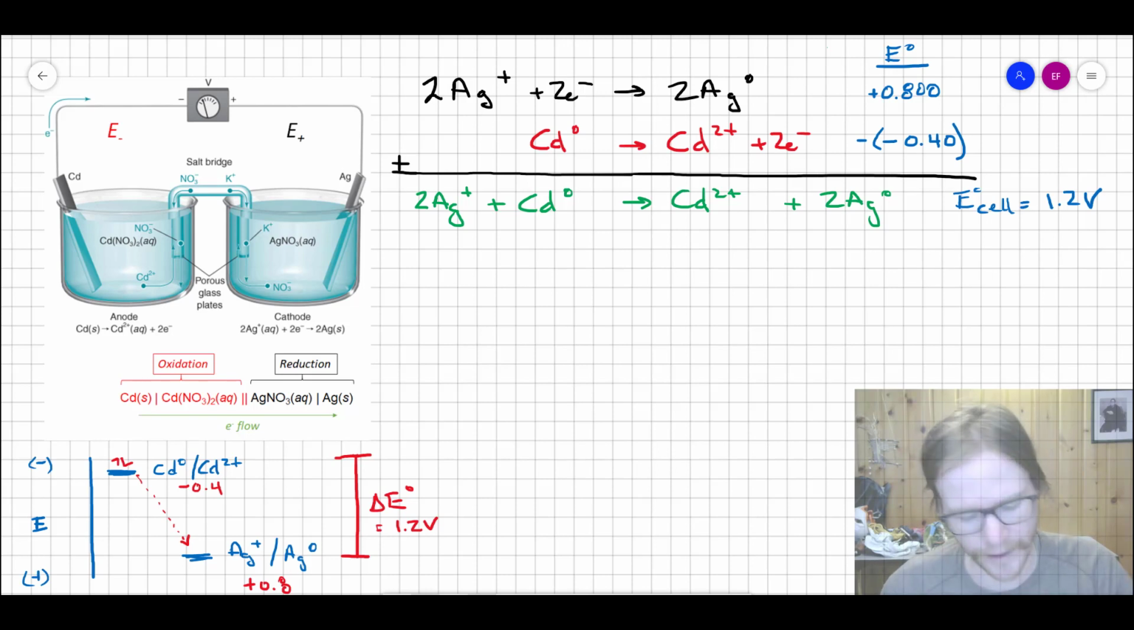Okay, so where we left off in the previous video is we walked through how to draw up the shorthand for a cell, how to think about different components of a cell, how to break apart a cell into its half reaction components, and then how to use those half reaction components and their corresponding standard reduction potentials to compute the direction in which the overall redox reaction is going to be spontaneous.